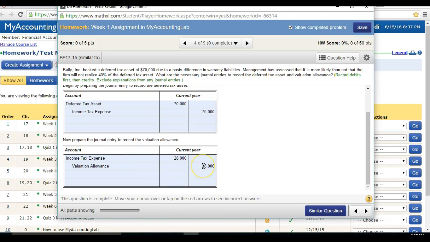Create a valuation allowance of $28,000, credit, and then debit income tax expense for $28,000. As you learned in the text, the presentation on the balance sheet would be the deferred tax asset of $70,000 minus the valuation allowance of $28,000 to get a net realizable tax asset of the difference, which is $42,000. The valuation allowance, as you've learned, is a contra asset.